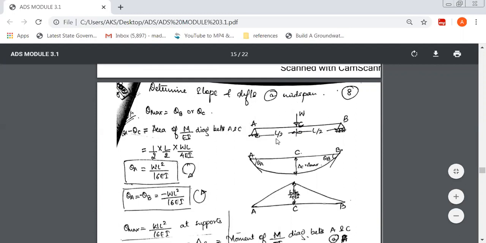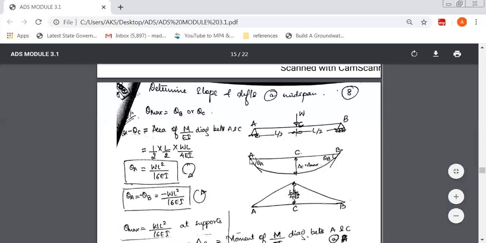Once you draw this, the next thing is you have to draw the deflected shape of the beam. In this deflected shape, wherever there is a load, the deflection is maximum. When you apply the load, the beam deflects. This is the original position of the beam, and this is the deflected position of the beam. At the supports, deflection is 0. At the center, it is maximum. You can see here at C, deflection is maximum. I've written delta C as maximum.